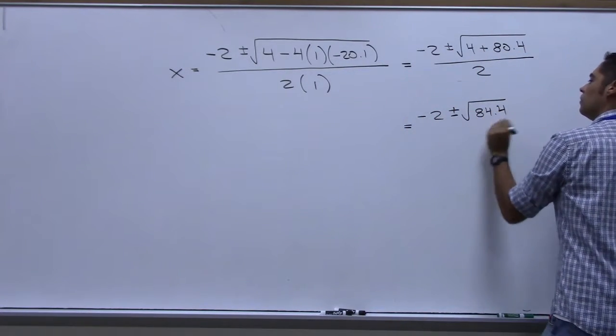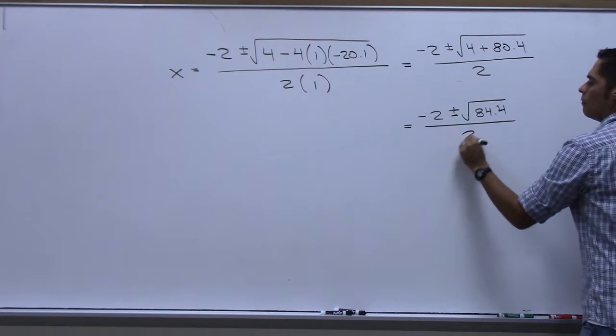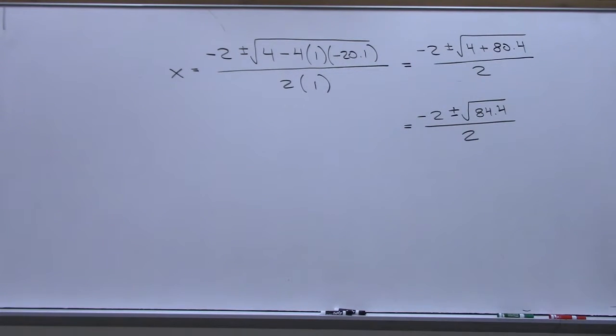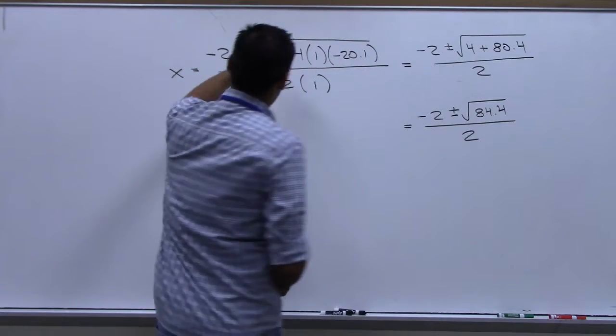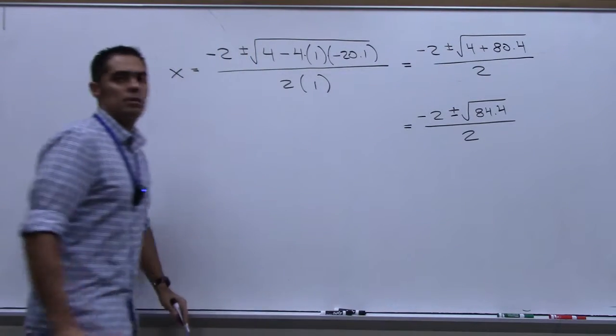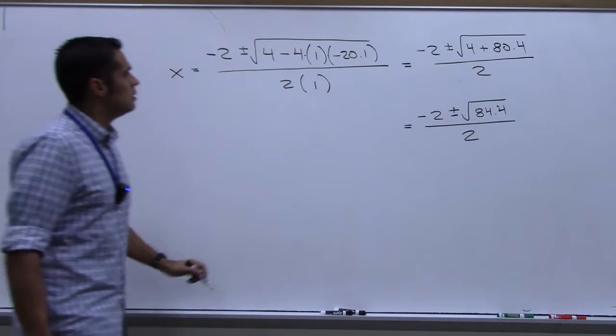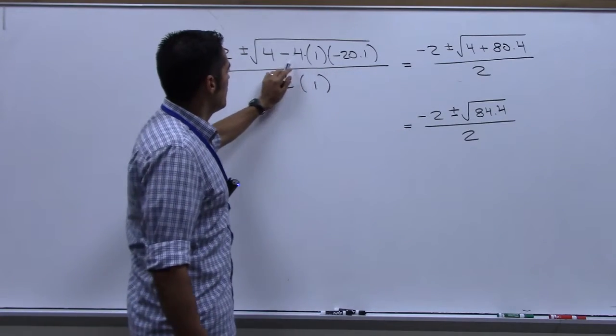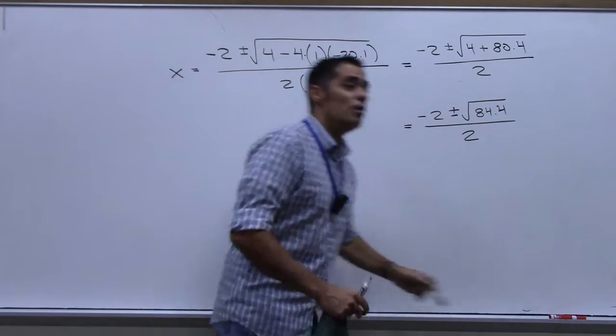Wait, I got 84.4 by doing 4 minus 4 times 4 times. You can't do that. Order of operations: this is multiplication, you must do multiplication first. So you get a negative 20.1, and then you times that by 4, you get 80.